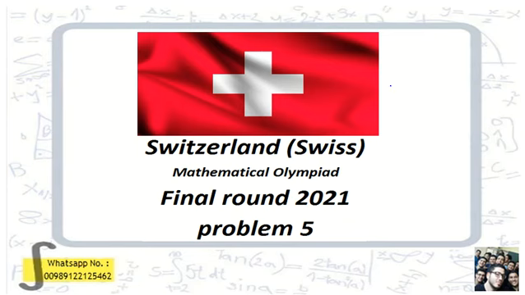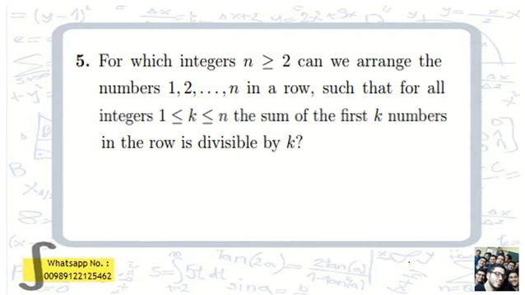Switzerland Swiss Mathematical Olympiad Final Round 2021, problem number 5. The problem is the following: for which integers n greater than or equal to 2 can we arrange the numbers 1, 2, up to n in a row such that for all integers k between 1 and n, the sum of the first k numbers in the row is divisible by k?